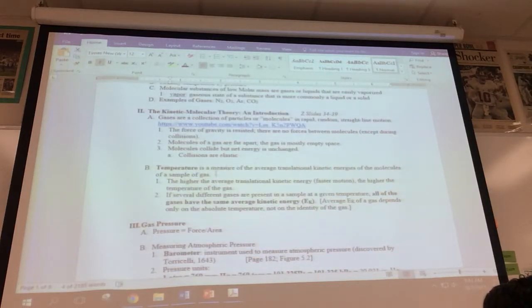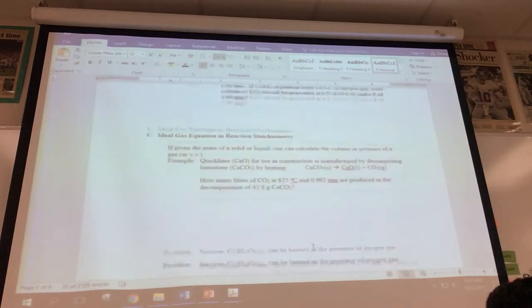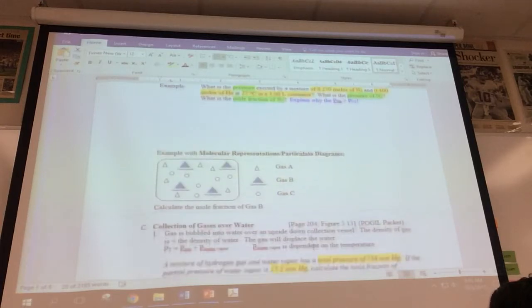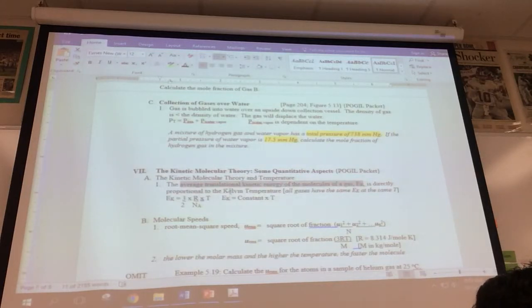We also said that temperature is a measure of average translational kinetic energy, and that if gases are at the same temperature, they will have the same average kinetic energy. We're not going to get into too many quantitative aspects here. That seems to have gone by the wayside. Again, the average translational kinetic energy is directly proportional to Kelvin temperature. You don't need that formula. So all gases have the same kinetic energy at the same temperature. Now that's not the same speed, but the same average kinetic energy.